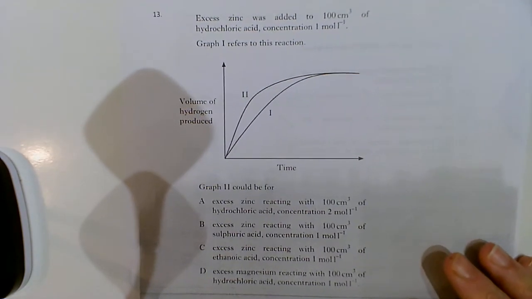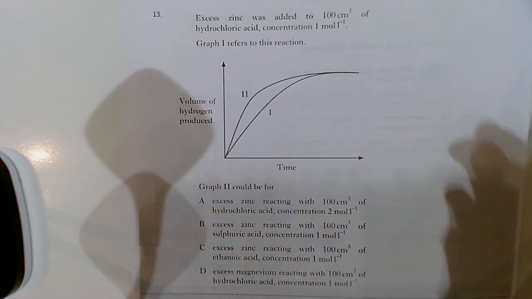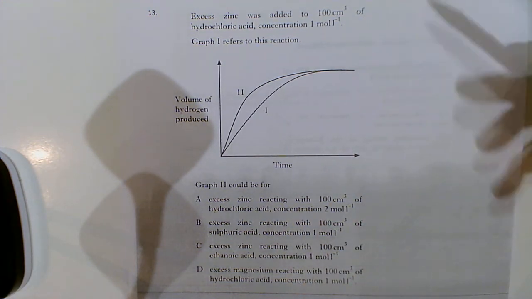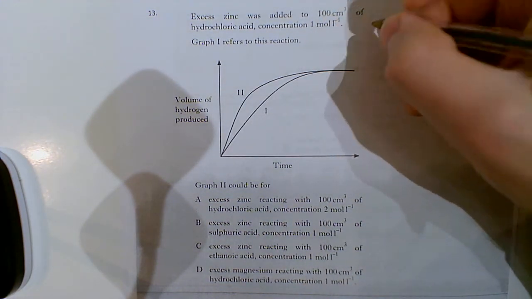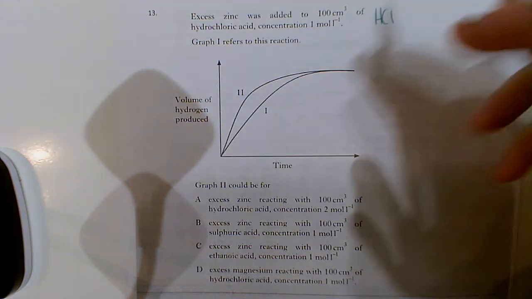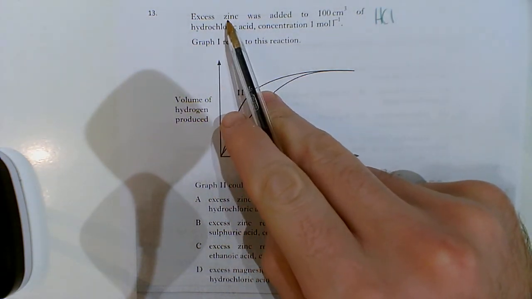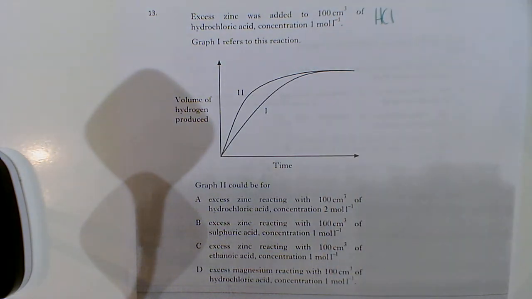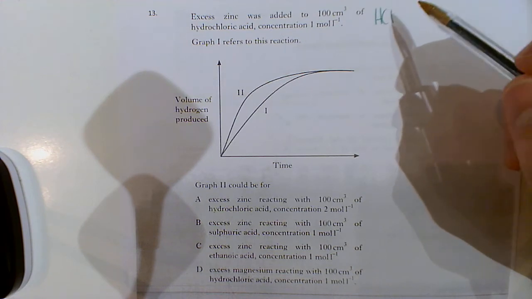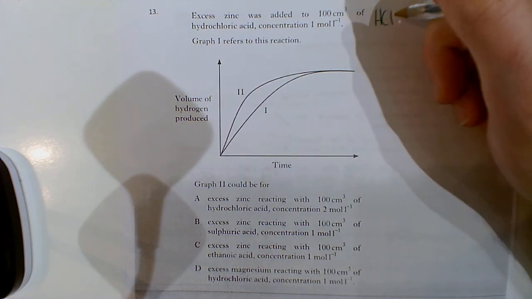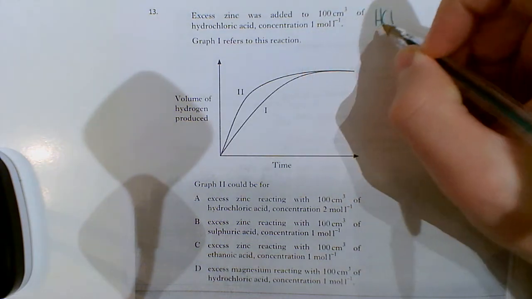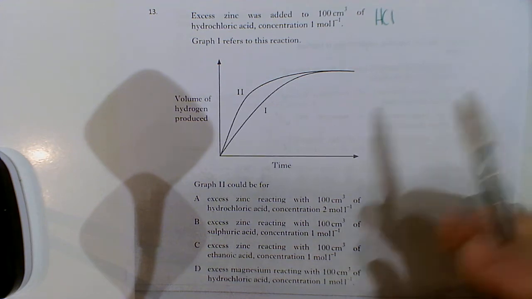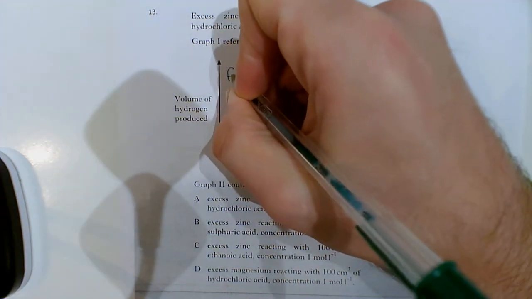This next question is a bit unfair. You kind of have to do it by process of elimination. So let's look. This is HCl, hydrochloric acid, reacting with excess zinc. Excess zinc means that all the acid is reacting. So this is going to have 1 mole per litre H+ ions, 1 mole per litre chloride ions. And we're going from 1 to 2. So 2 is faster.